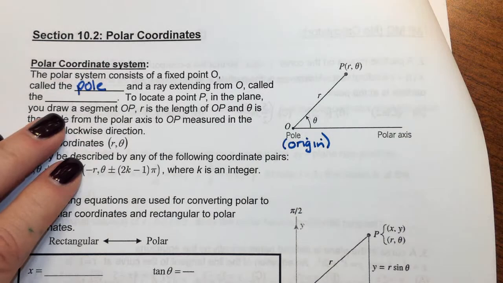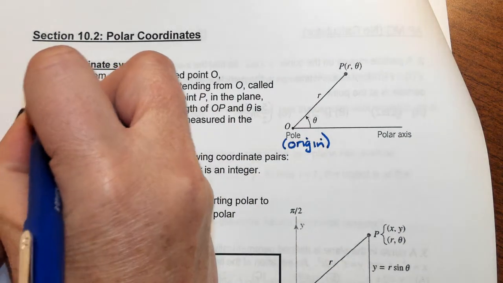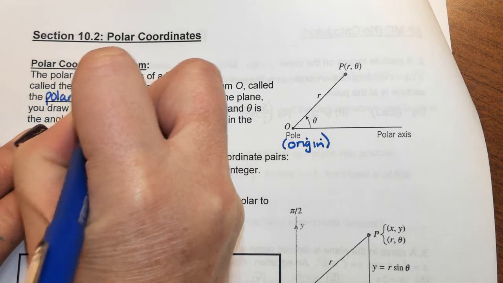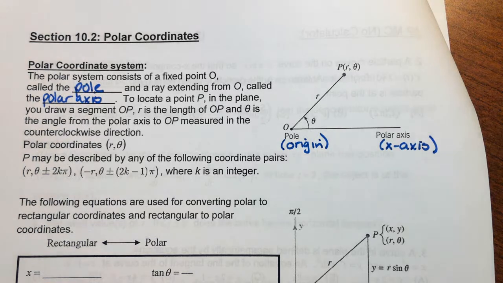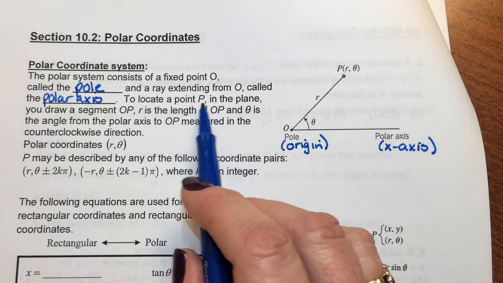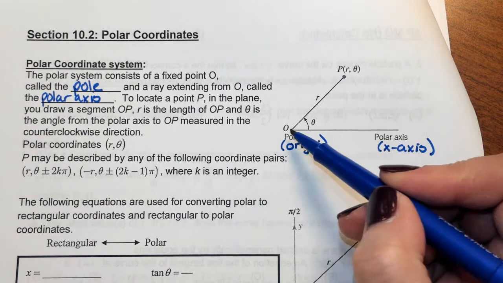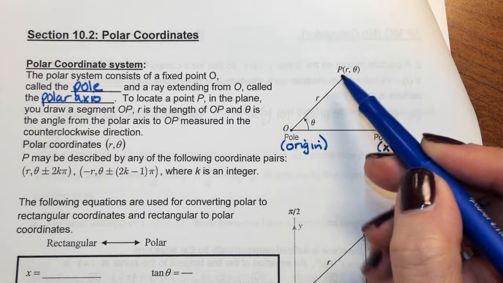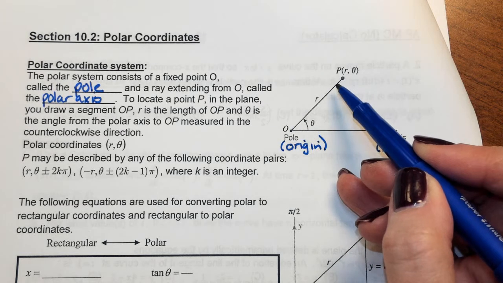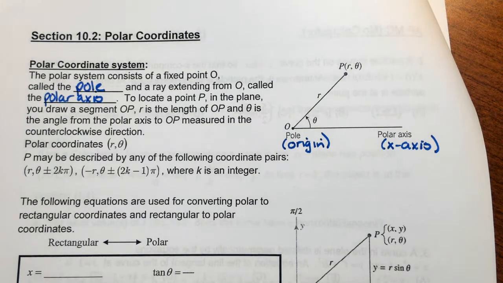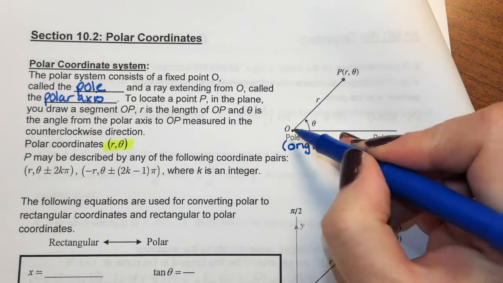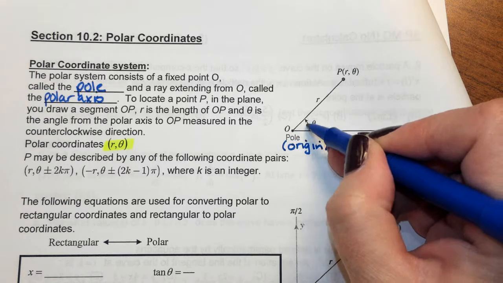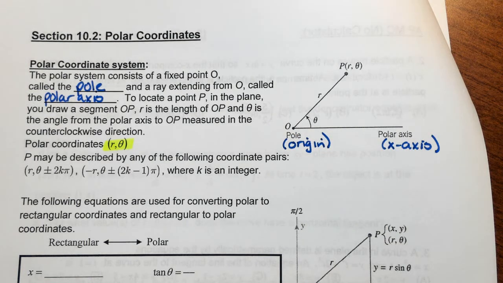And a ray extending from O is called the polar axis. The polar axis is what you think of in rectangular as your x-axis, your horizontal axis. Just different vocab. To locate a point P in polar, we're drawing a line segment from the pole to that particular point. A point in polar is expressed in terms of r comma theta. r is the length of the radius, the number of units away from the pole. Theta is the angle measurement being formed with the polar axis.